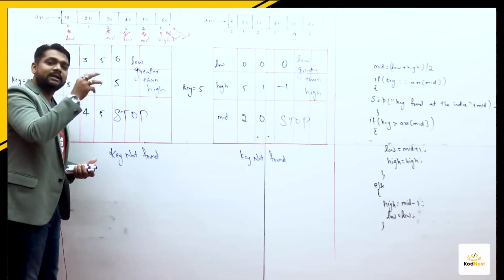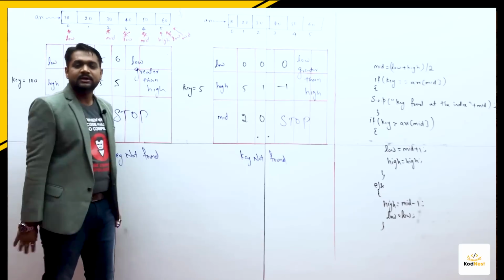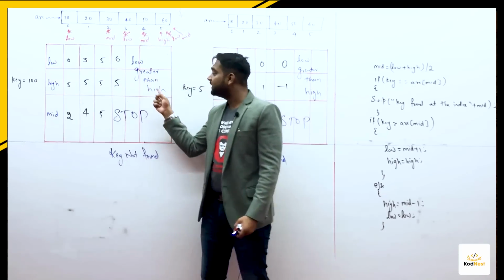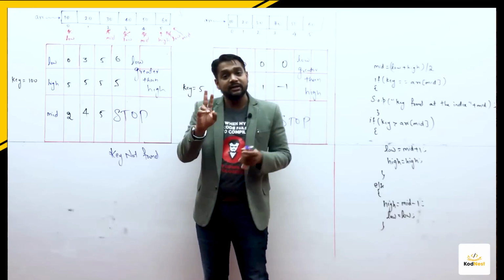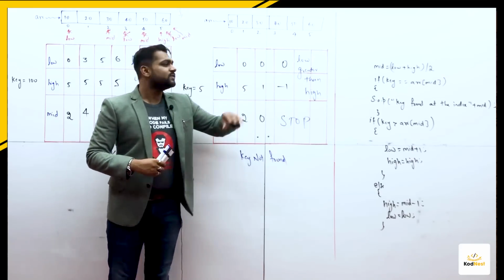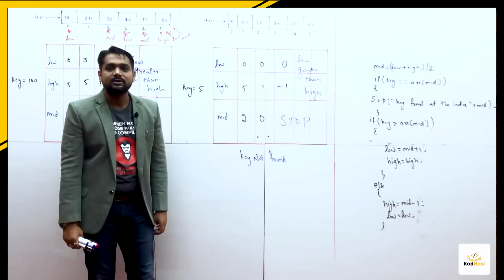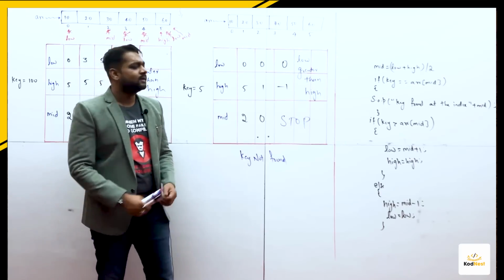It depends on when the key is found or when low is greater than or equal to high. Am I not correct? If the key is found, we stop. Or whenever low becomes greater than high, we stop. In these two conditions we stop. Else we are always calculating mid and doing that again and again. So the algorithm is very, very simple.